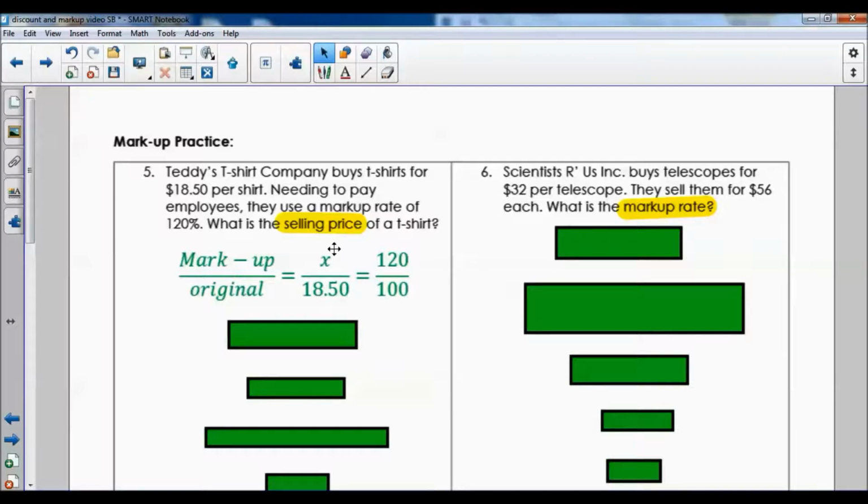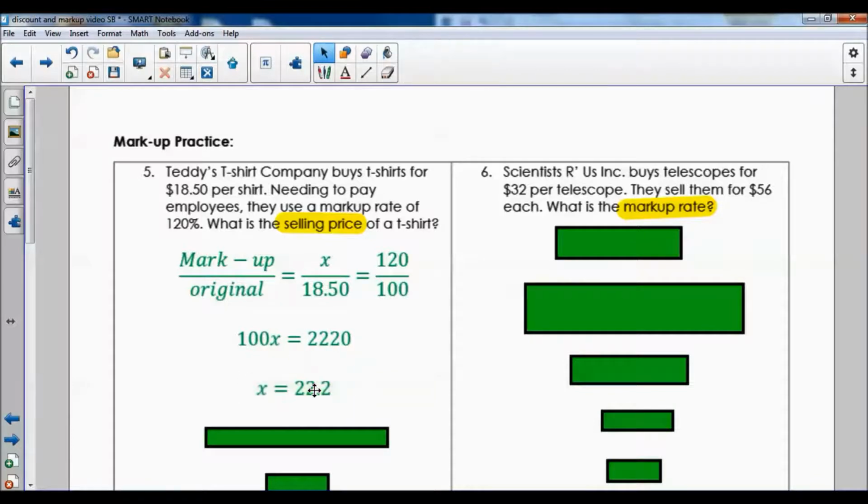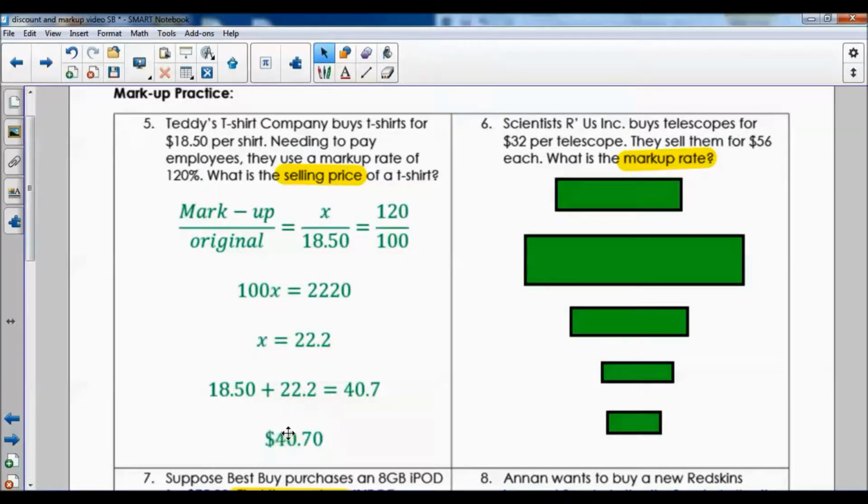Okay, now we're going to cross multiply. We get 100x equals 2,220. We're going to divide by 100 on both sides, and we get x is equal to 22.2. Okay, so that is our markup. But to find the selling price of how much they're selling the t-shirt to people, right, we're going to have to add it to our original. So 18.50 plus 22.20 is going to give us 40.7, or in other words, our shirts are going to cost $40.70.